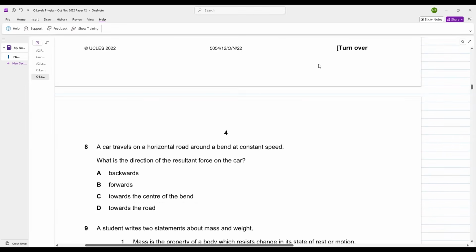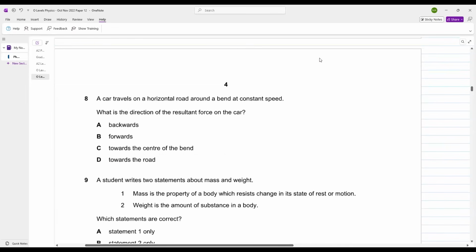Let's further move ahead. A car travels on a horizontal road around a bend at constant speed. So you are traveling around a bend, around a circle, okay? What is the direction of the resultant force on the car? So basically, your car is moving in a circle like this. Your car's resultant force acts towards the center of the circle.